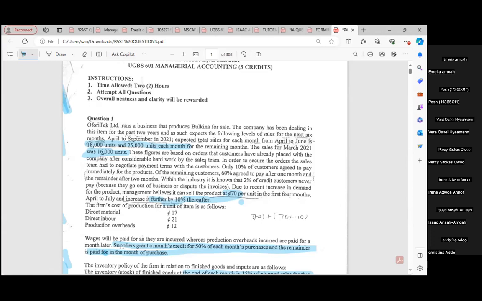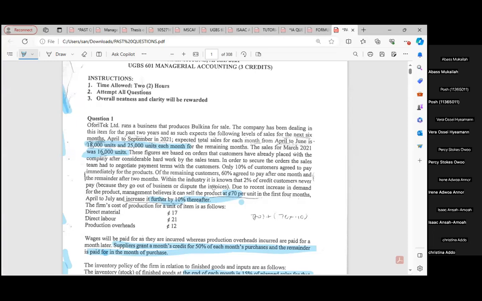That is perfect. But we must also be careful with the facts they tell us: within the industry, it is known that 2% of the credit customers never pay, because probably they go out of business. So of the remainder, 2% of it will first go bad before we subject it to 60 and then the remainder. Is it so disturbing? Very disturbing.